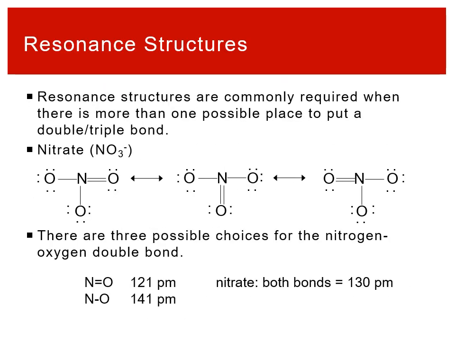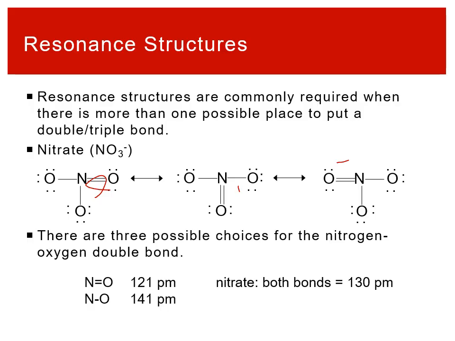We could look at something like nitrate. The first example we said was easy: we had a double bond over here, but we could have put the double bond right here or right here. It could have been anywhere. So in the case of nitrate, there are actually three resonance structures. The nitrogen can have a double bond to any one of the oxygens, and a single bond to the other two. As a result, you have three different structures.